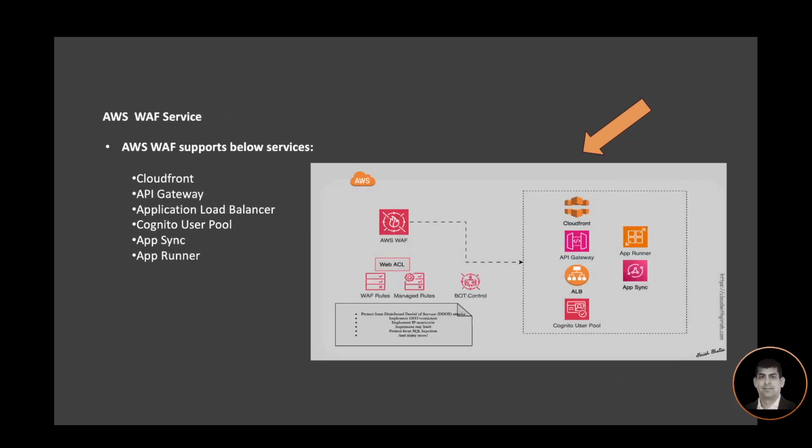These are the services which are supported by AWS WAF at the time of creating this video in October of 2024. So CloudFront, API Gateway, Application Load Balancer, Cognito User Pool, AppSync, and App Runner are the services which are supported by AWS WAF. As you can see in this diagram, there are various use cases that we can fulfill by attaching AWS WAF with any of these supported resources.